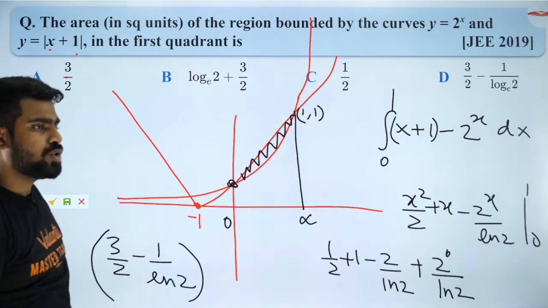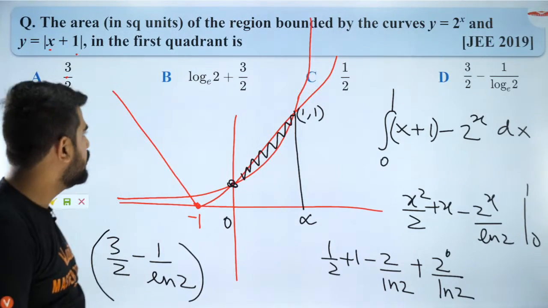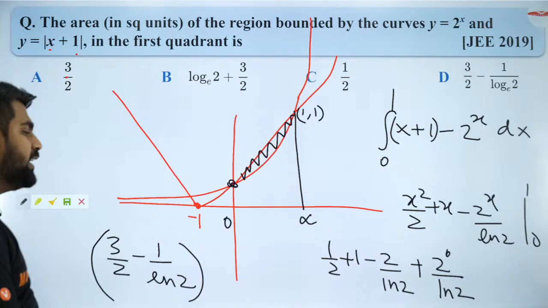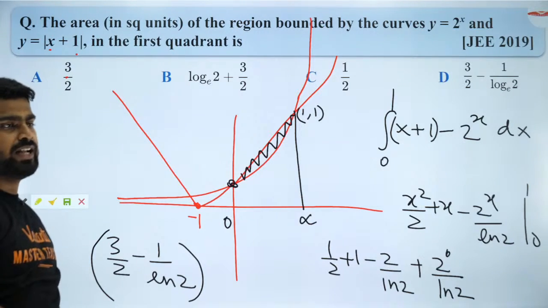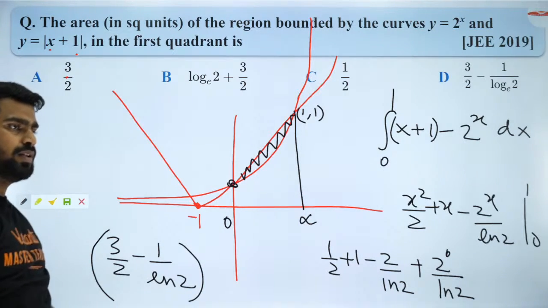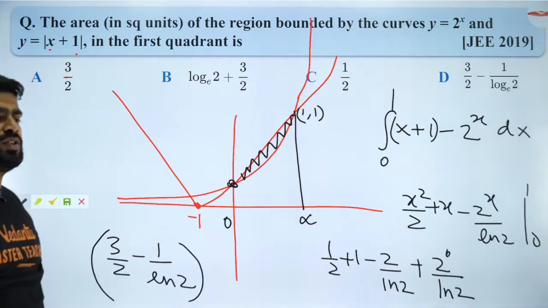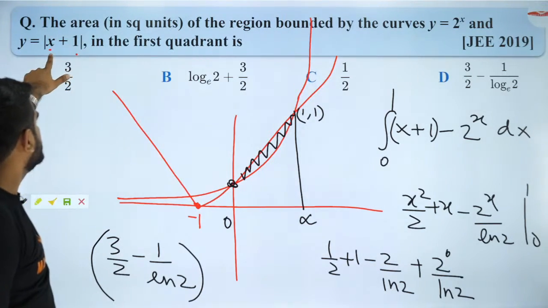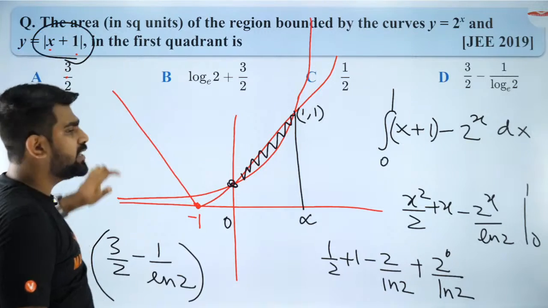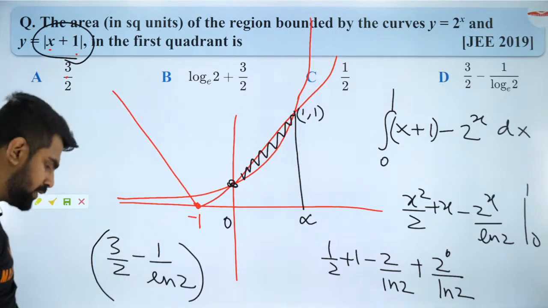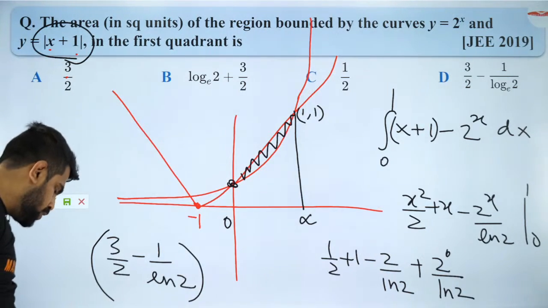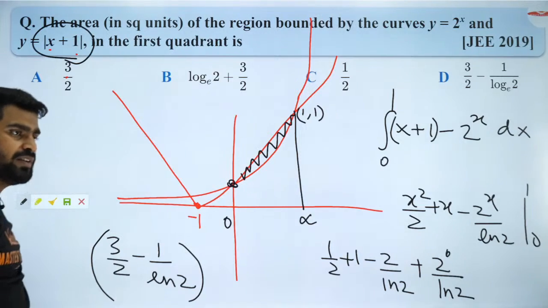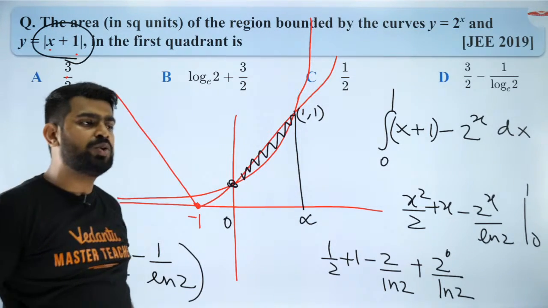Everybody. So it is going to be option D, right? I think it is option D. I hope everybody has understood it. All good? So Gokul, you mean the second curve over here? The mod x plus 1? Is that what you mean, Gokul? Please let me know. If that is what you want me to repeat, I will do it right now.